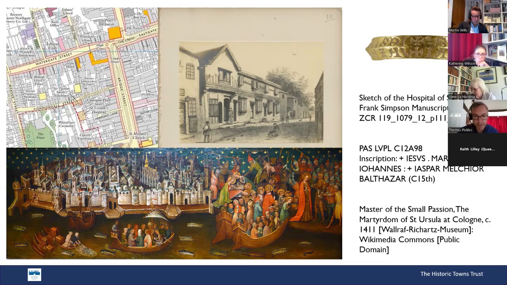Well, I ended up thinking about this because I went looking for the potential owner of the ring up on the right, which is a Portable Antiquities Scheme find of a ring dedicated to Jesus, Mary and John and the Magi. And I wondered who might have owned one of these. I think the key to understanding the hospital is the link between Cologne, the Magi, Ursula, and the Mercers, or the textile merchants. But I'm not a late medievalist, so it may be that someone else needs to go off and research this properly.